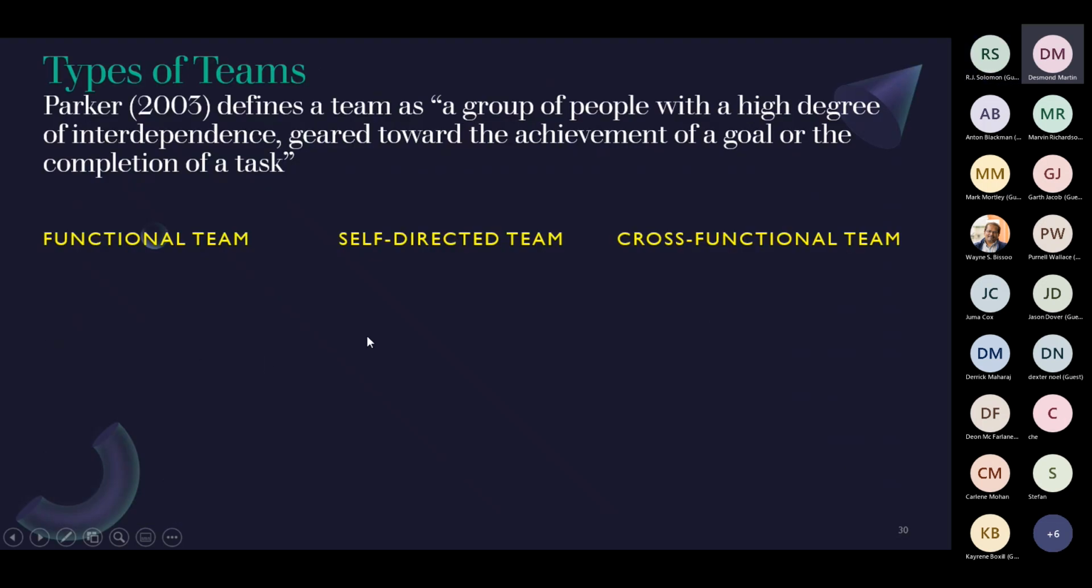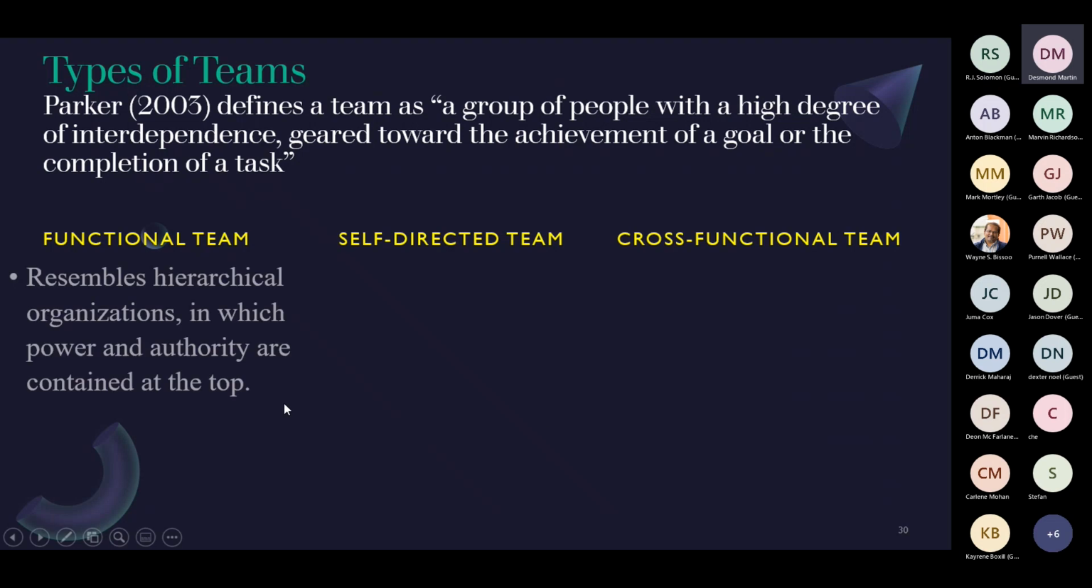So there are different types of teams, and Parker's definition defines a team as a group of people with a high degree of interdependence geared towards the achievement of a goal or the completion of a task. So a functional team resembles the hierarchical organizations in which power and authority are contained at the top.